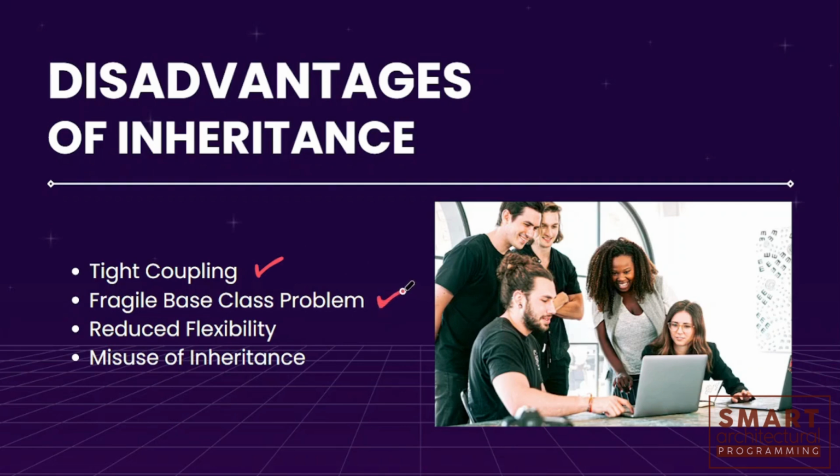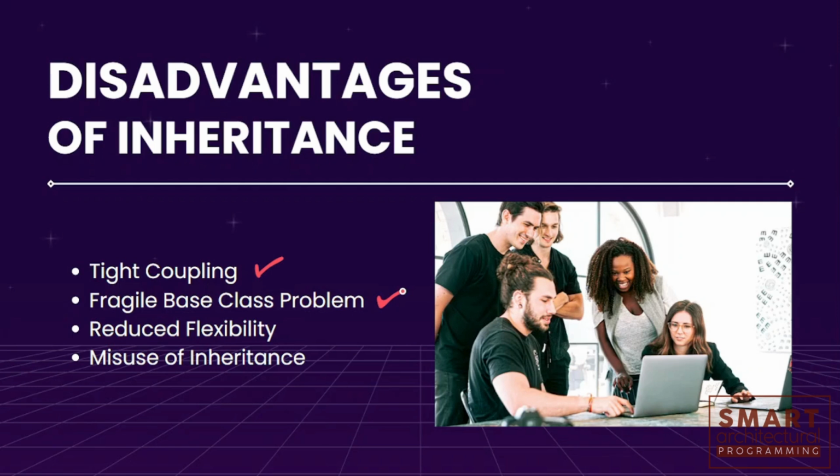Then we have the fragile base class problem. Now this seems kind of weird, right? Basically, this occurs when changes in a superclass unintentionally break subclasses. It's related to the tight coupling I mentioned. When the animal class is tightly coupled to the cat and dog classes, in the sense that cat and dog rely on the blueprint of the animal class to work, if we make changes in animal, there could be unintended consequences in dog and cat.